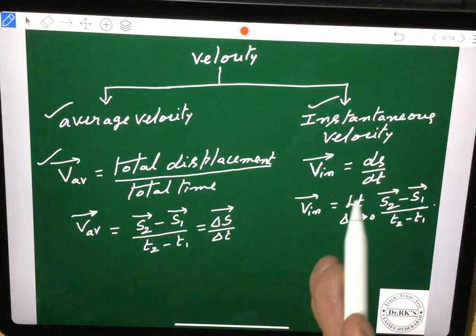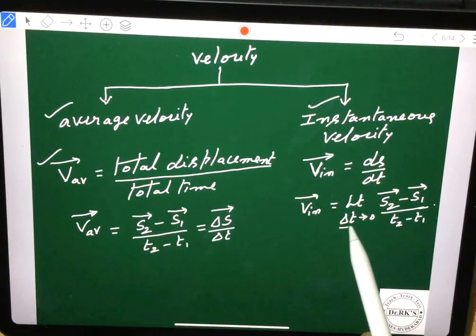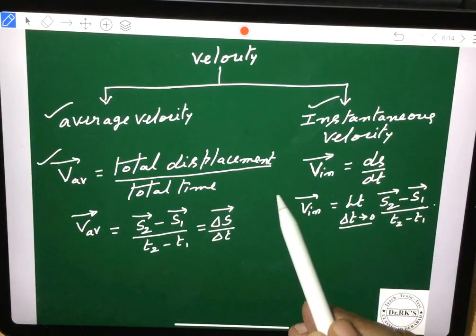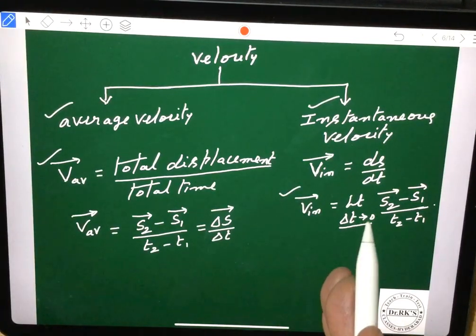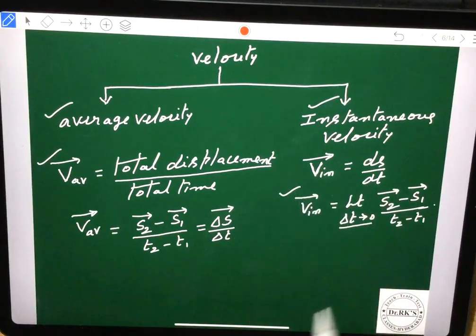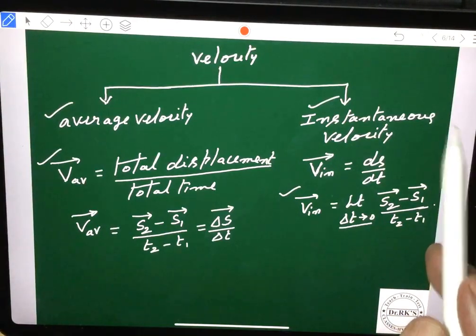Here the time interval of the journey is very small, that is delta t tending to 0, displacement by time is called instantaneous velocity, the velocity at any instant of time. For a given journey we have many instantaneous velocities but only one average velocity. When a body is moving with a uniform velocity, instantaneous velocity and average velocity both are the same. When it is moving with non-uniform velocity, they are different.